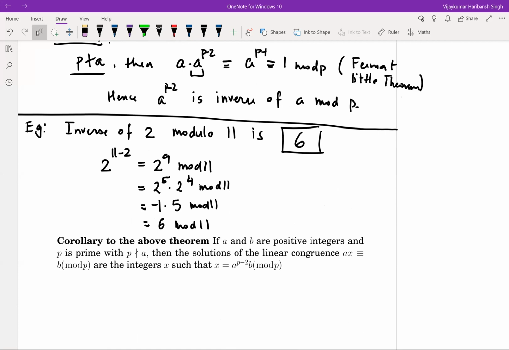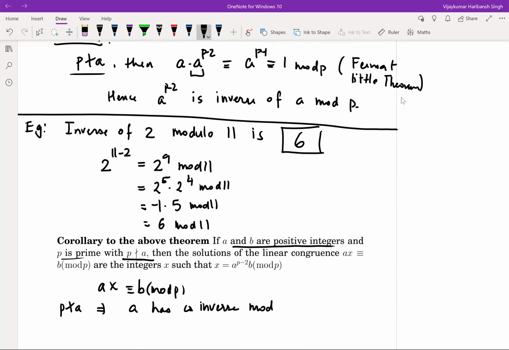Now, the above theorem helps us to solve certain linear congruences very quickly. So let's see the following. Let a and b be positive integers, and p be a prime, and p does not divide a. Then you're looking for the solution to ax congruent to b mod p. Now, p does not divide a. This implies a has an inverse modulo p, or rather a has an inverse as a to the power p minus 2 modulo p.